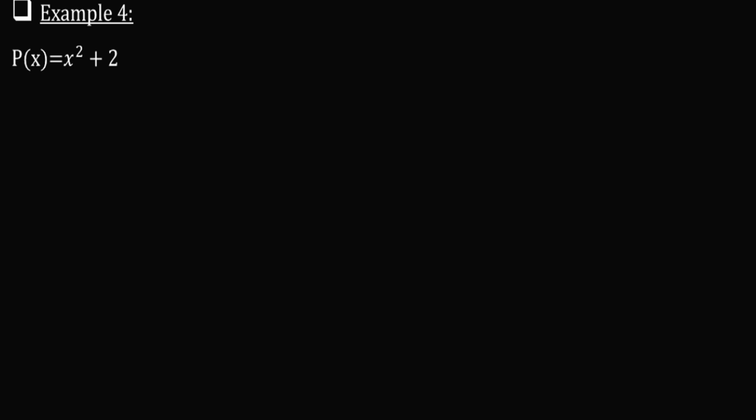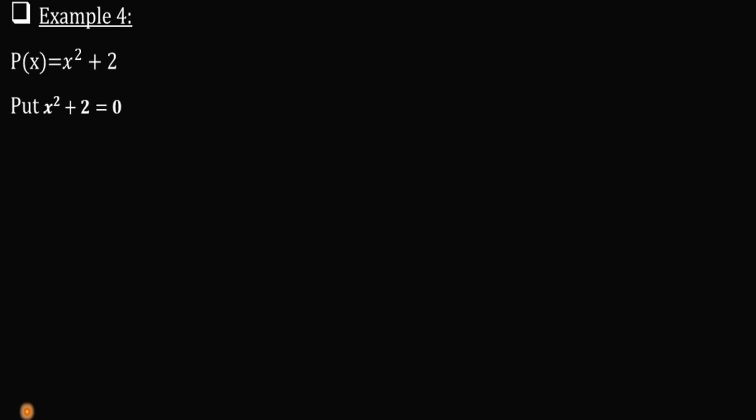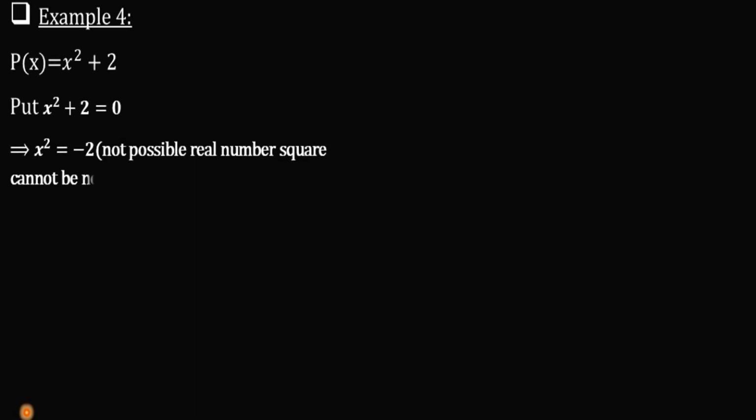P of x equal to x square plus 2. Here the polynomial is of degree 2. It may have at most 2 zeros. Put x square plus 2 equal to 0. At most 2 zeros means the maximum number of zeros it can have is 2, or the minimum it can have is 0. That is, it can have no zeros also.